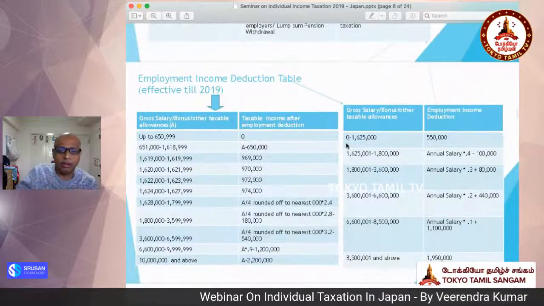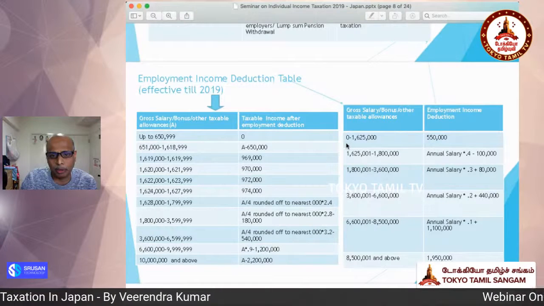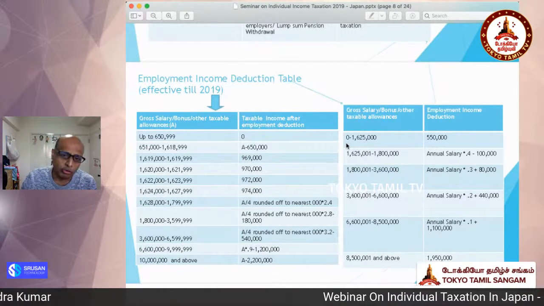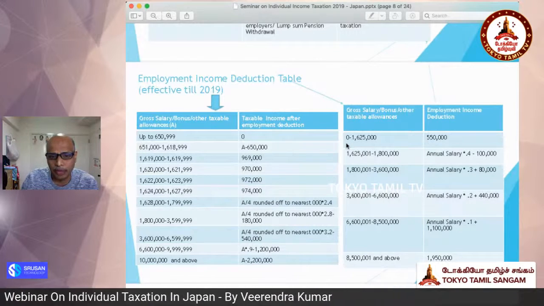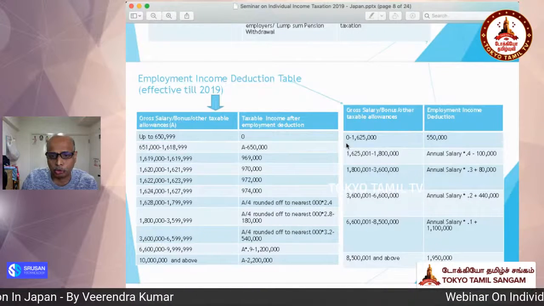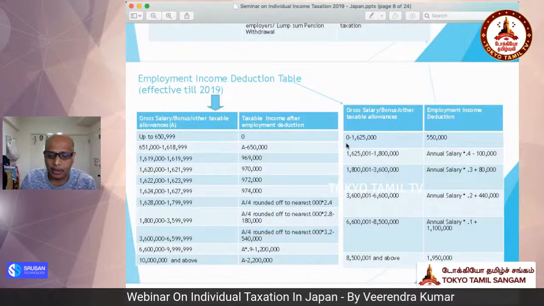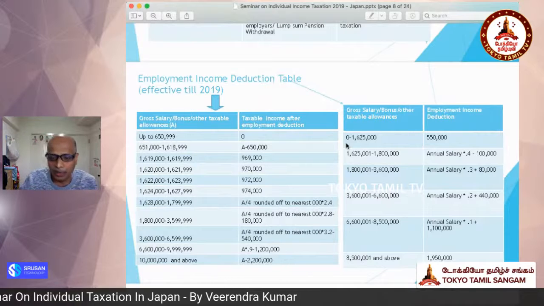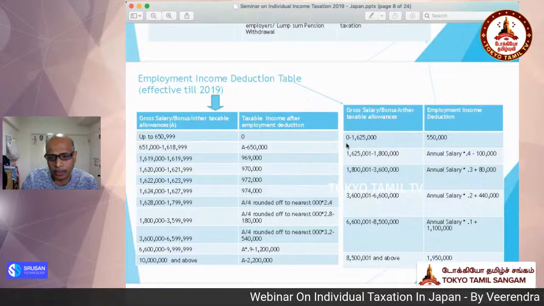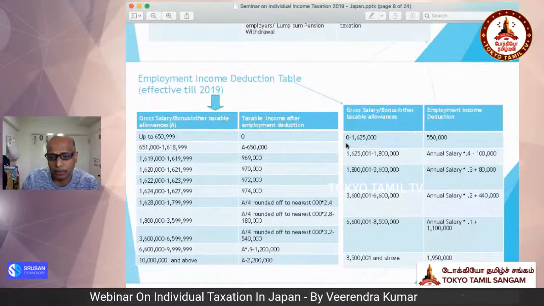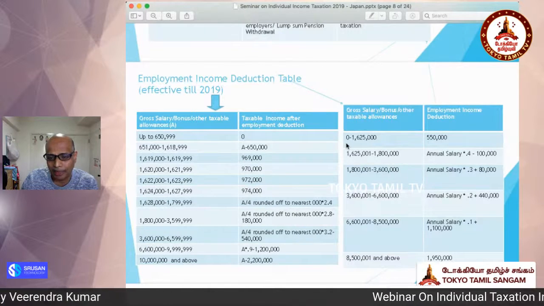And for all the employees working in Japan, wherever they have an employment income, there is an employment deduction which is equal to the standard deduction in India. And this is a table, where you can see the left one is valid till 2019, and the right one is applicable from 2020. As you can see, there are marginal changes made by the government from 2020. Basically, they have reduced the deduction to be given to the employees. As a result, the taxable income will go up, and also the tax liability.